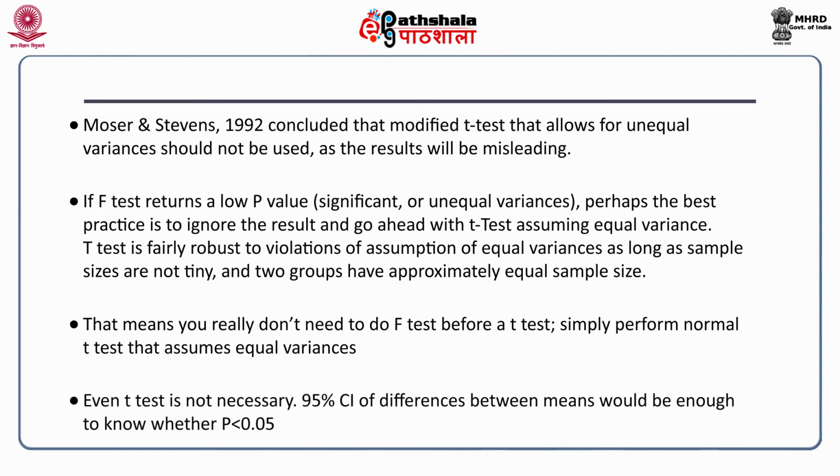A 95% CI of the difference between the means would be enough to know whether the p-value is less than 0.05. If you do the t-test using the table method, still you are going to get only that the p-value is less than 0.05. So it's not significantly different from our confidence interval based method. But if you're doing the t-test using a computer, you will know the exact p-value, which is a lot more informative.